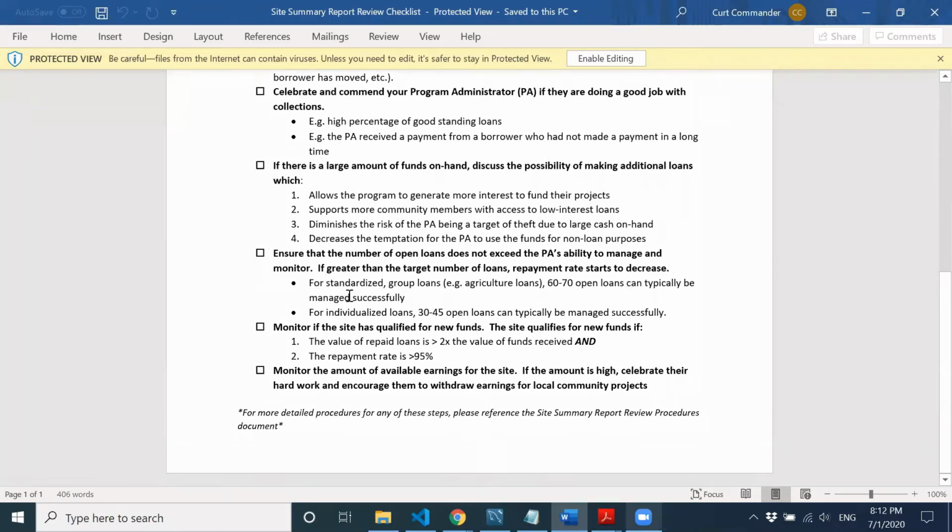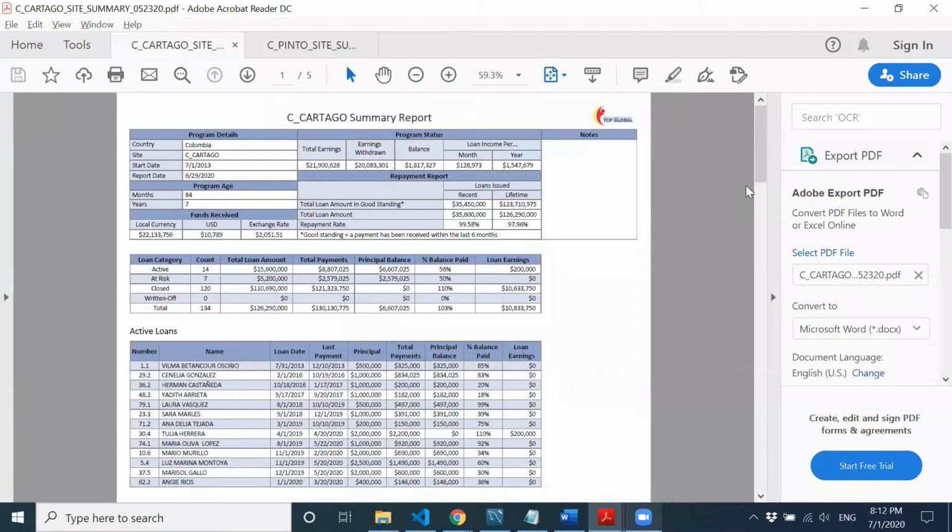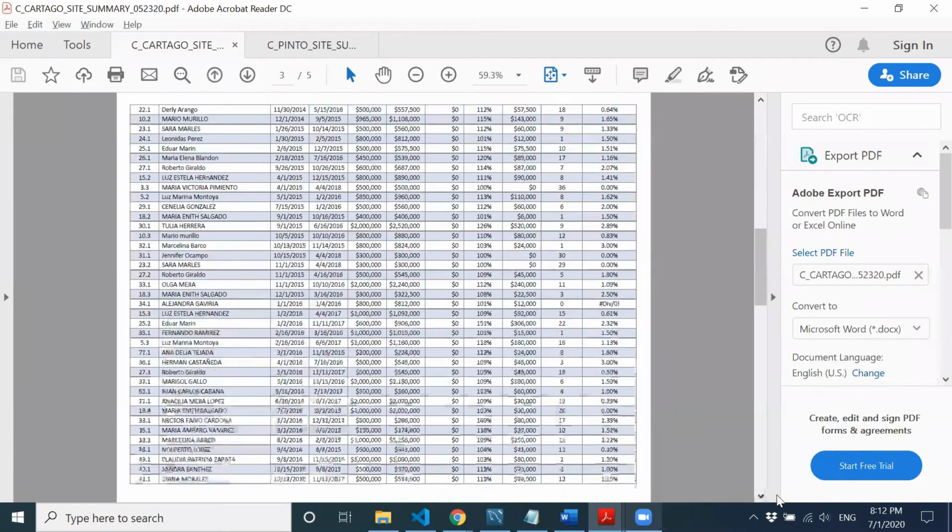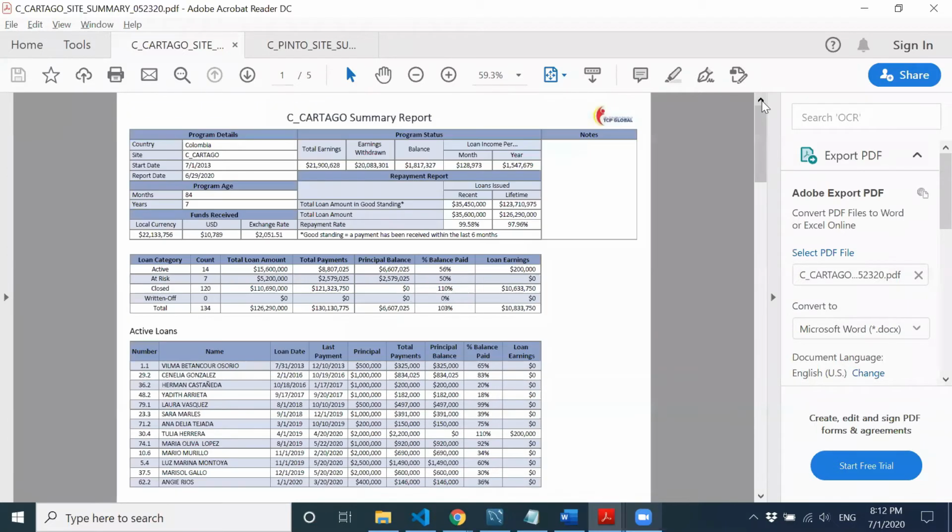And so moving down to ensure that the number of open loans doesn't exceed the program administrator's ability to manage and monitor. You want to make sure that the number of open loans, active loans, isn't too large that it would be difficult to maintain. So for standardized group loans, 60 to 70 is a good amount, but for individual loans, 30 to 35. So that's pretty easy to see. Again, you'll go to the active loans table, and you can just look at how many rows are in this table, and I can tell you how many active loans you have.